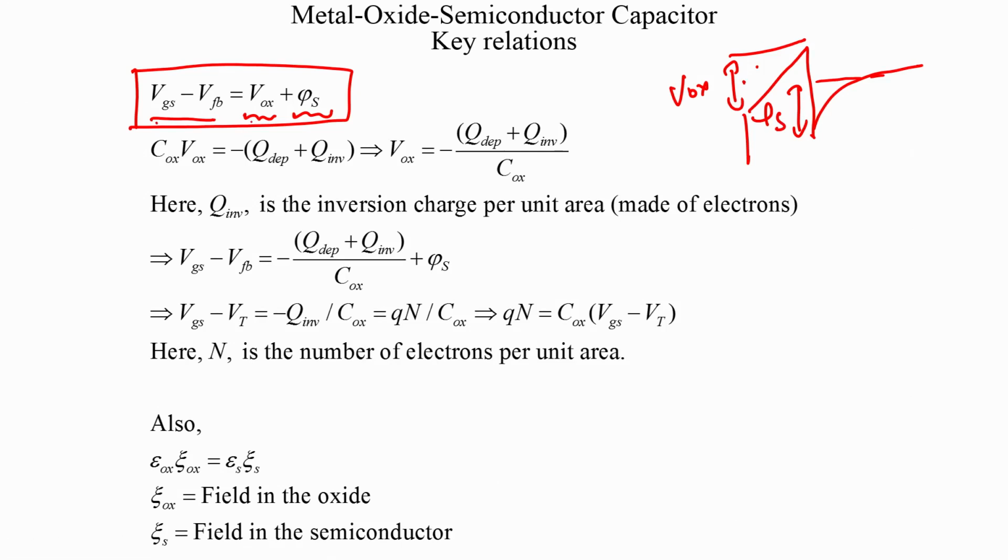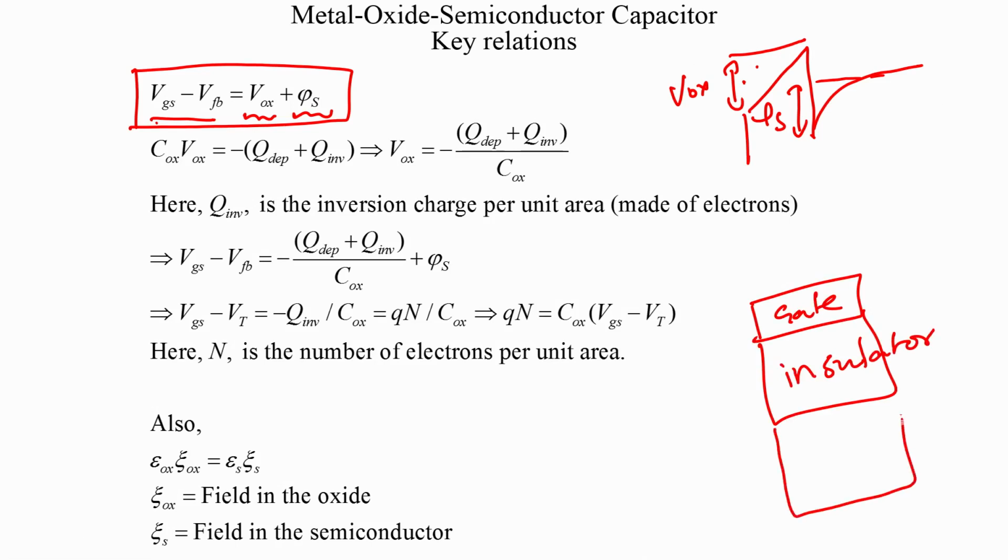But what is Vox? Think of the semiconductor like this. You have the gate metal, you have the insulator, and you remember this is a MOS capacitor, and you have the semiconductor, and all the charge here is being compensated by all the negative charges in the semiconductor, be it depletion charge or be it electrons. So, this is your MOS capacitor in action.